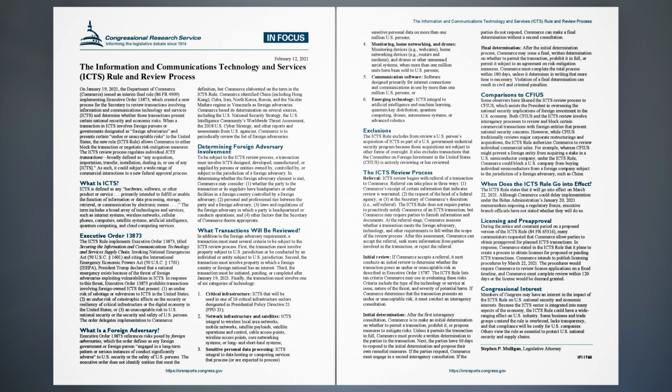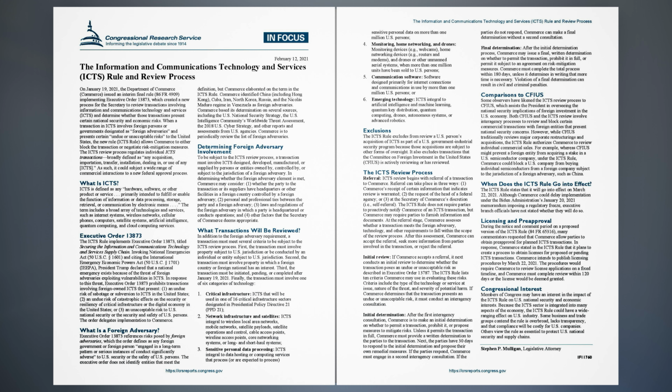Final determination. After the initial determination process, Commerce may issue a final, written determination on whether to permit the transaction, prohibit it in full, or permit it subject to an agreement on risk mitigation measures. Commerce must complete the total process within 180 days, unless it determines in writing that more time is necessary. Violation of a final determination can result in civil and criminal penalties.